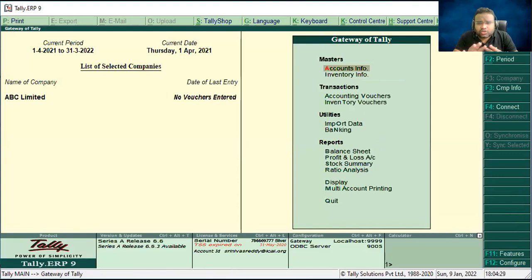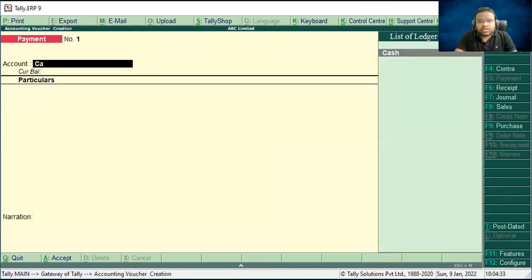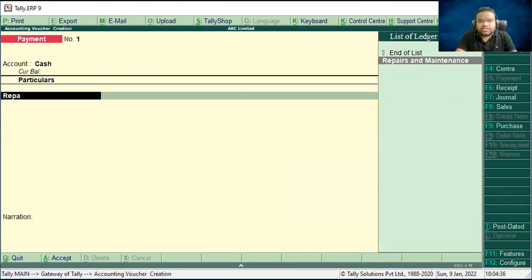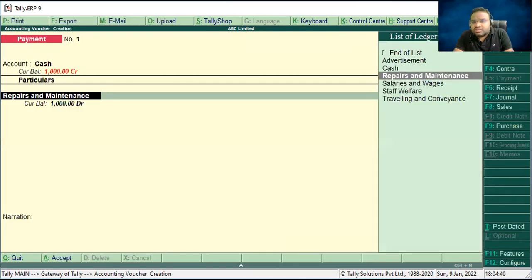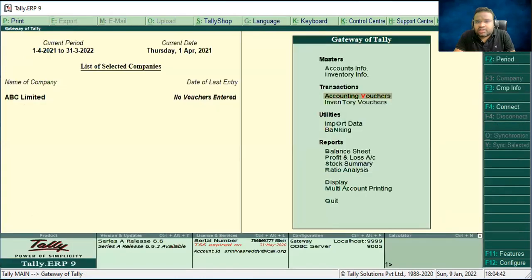What we do normally, if there is no cost center accounting, is create a voucher, let us assume cash payment to repairs and maintenance 1,000, etc. We'll do it with this. Correct? Now, normally what happens, repairs and maintenance 10,000, staff welfare 1,000. Normally we post those general ledgers in terms of financial accounts.